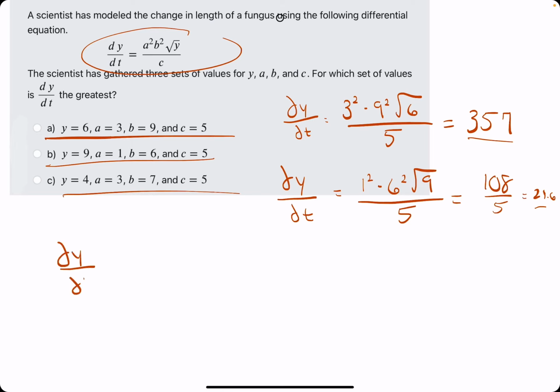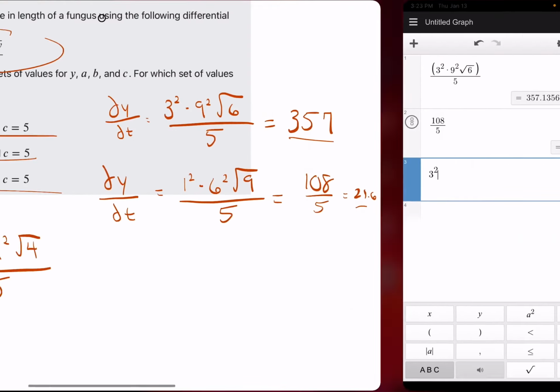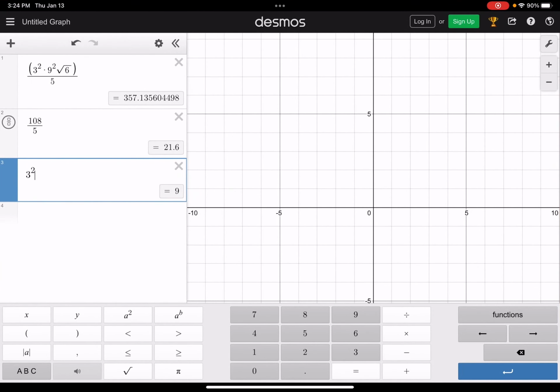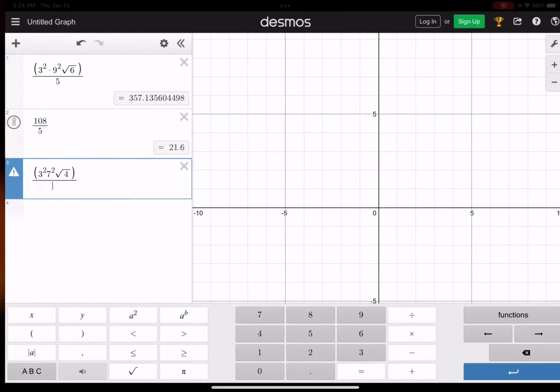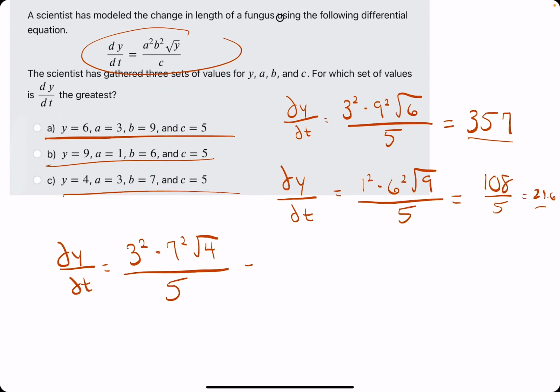dy over dt equals a squared times b squared, or 3 squared times 7 squared times the square root of 4, or the square root of y, all divided by c, which is 5. Let's break out Desmos for this one. 3 squared, 7 squared, square root of 4, all divided by, what was it, 5? Yeah, all of them have been 5. 176.4, but I'll just say 176.